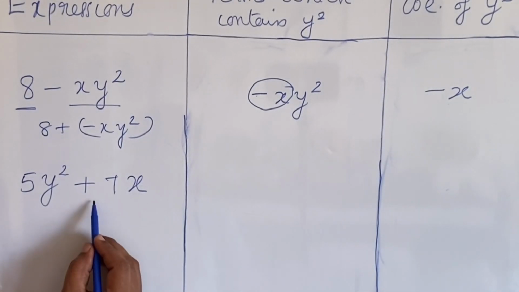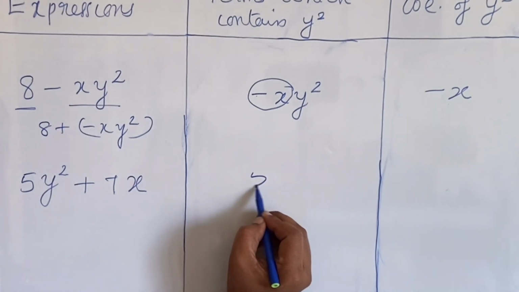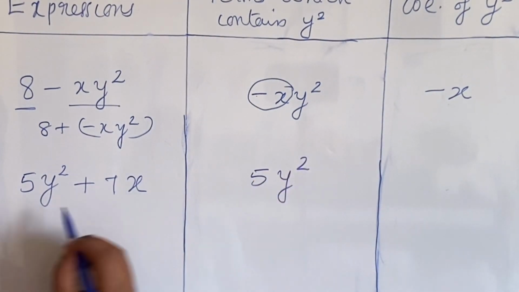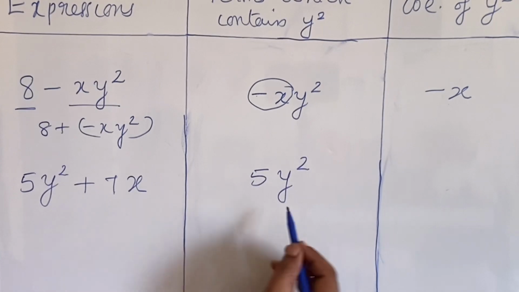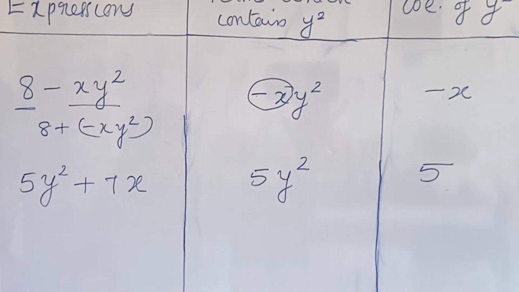Next question is 5y squared plus 7x. Here the term which contains y squared is 5y squared. And so the coefficient of y squared is 5, which is the numerical coefficient.